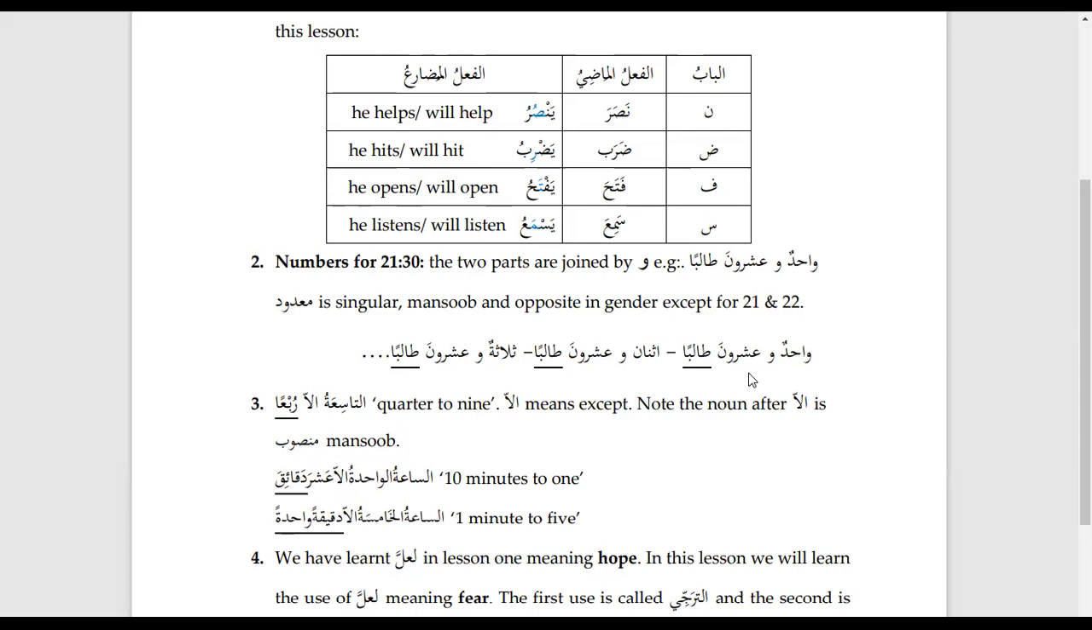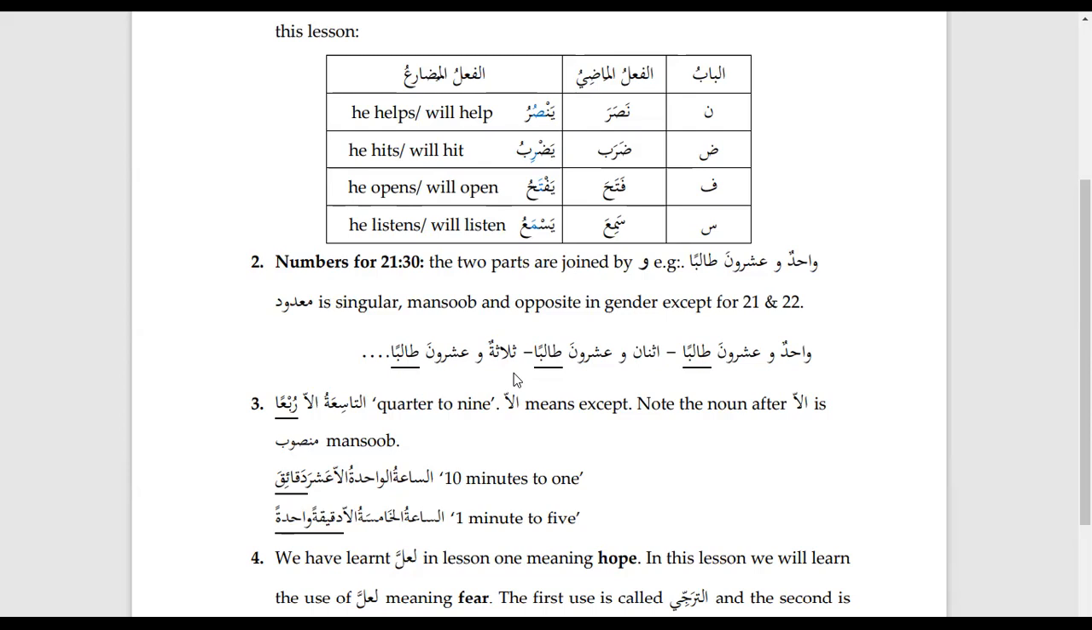After that, 11, 12, 21, 22, their mamduud will be mansub and singular. And starting from 23 up to 29, it will be opposite in gender, same like 3 to 10. From 13 to 19, opposite in gender. Also from 3 to 10, opposite in gender. And similarly from 13 to 19, and then 23 to 29, opposite in gender.